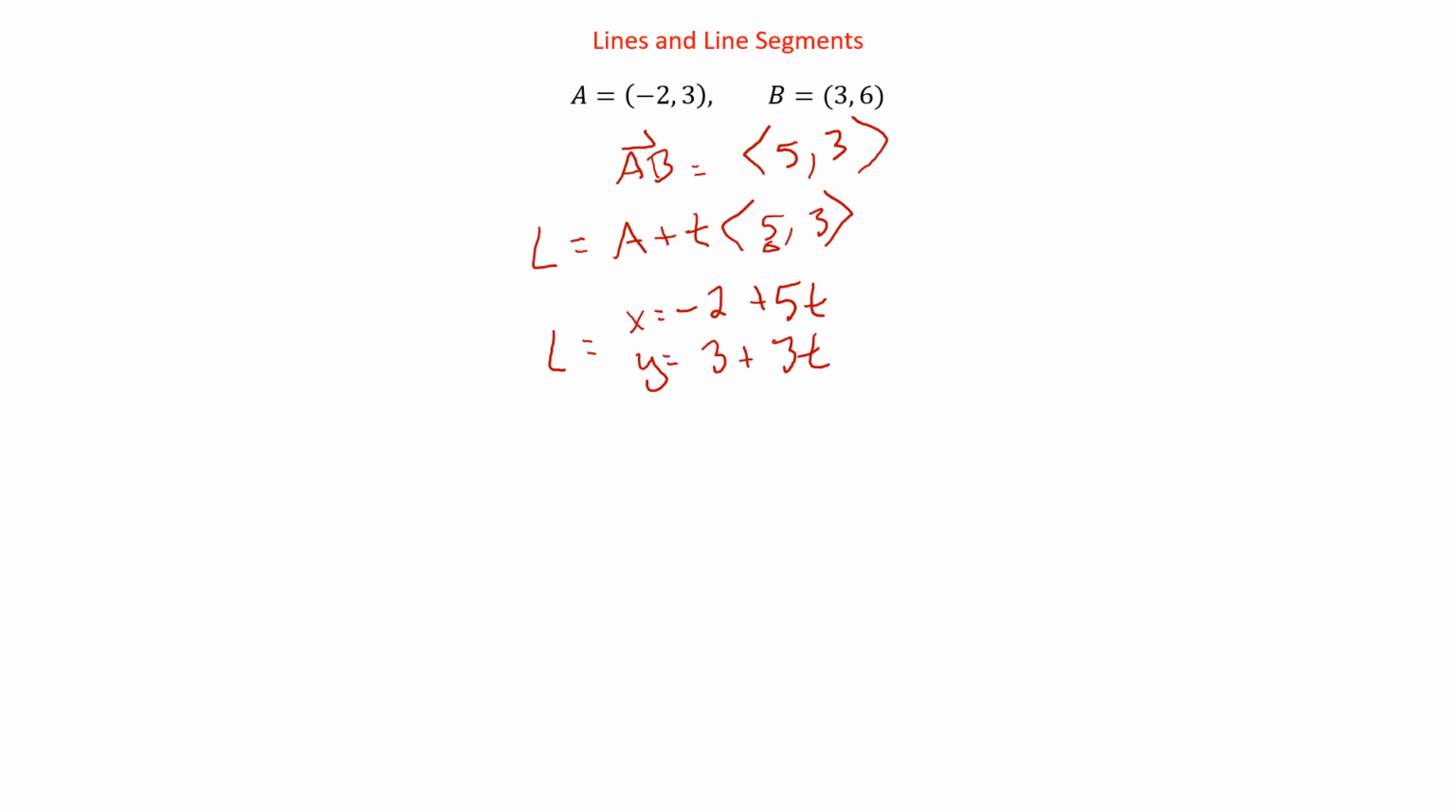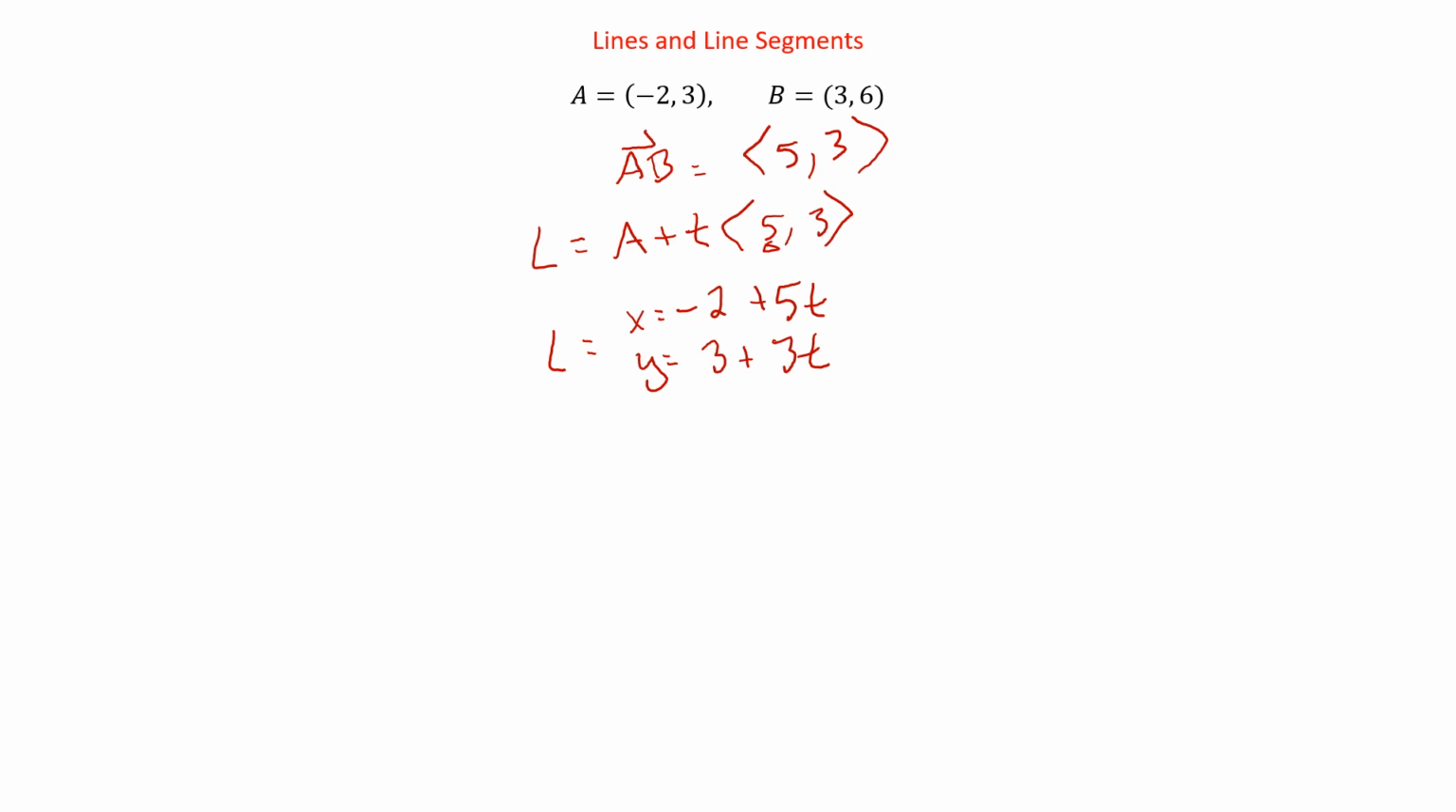And so we can then plug in values for t. When t equals 1, we get -2 plus 5 is 3, and 3 plus 3 is 6. When t equals 2, we get -2 plus 10 is 8, and 3 plus 6 is 9, so we'd have the point (8, 9). t could be 1/2, t could be negative, t could be any number. It does not have to be a whole number or an integer. It can be any number, and we would get all the points that are on the line connecting A and B. What if we want a line segment?